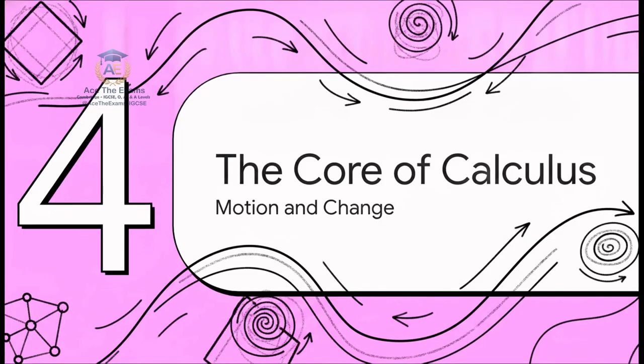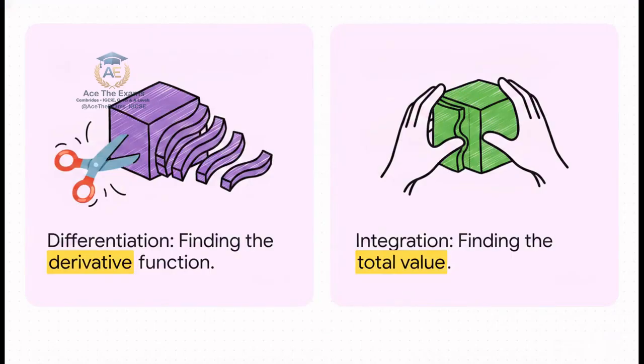Section 4. The core of calculus. Calculus presents us with the ultimate mathematical duel. On one side, you have differentiation. This is the process of slicing things apart to find the exact rate of change at a specific microscopic moment. That's your gradient function. On the exact opposite side, you have integration. That's the process of taking that rate of change and putting all those tiny slices back together to find the total overall value at the end of an interval. They are literally two sides of the exact same mathematical coin.